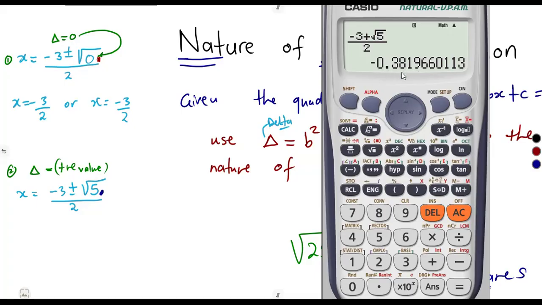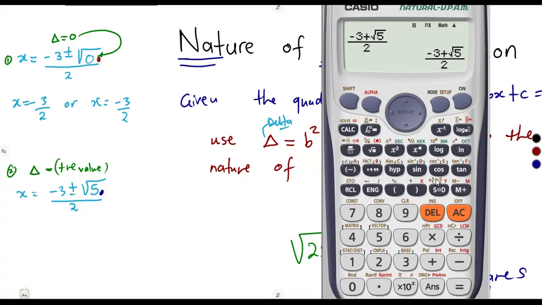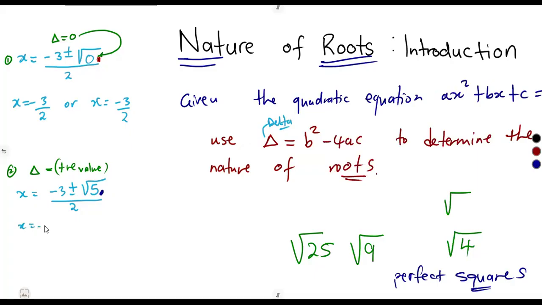So I'm just going to use 2 decimal places here. Shift, go to the setup, fix your calculator to 2 decimal places. That's minus 0.38. All right. x is equal to minus 0.38. Remember, this was an endless decimal that we had.